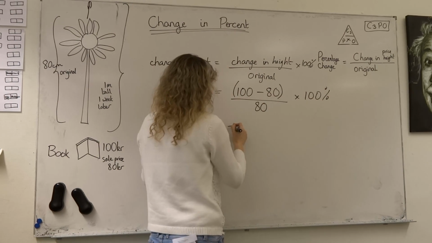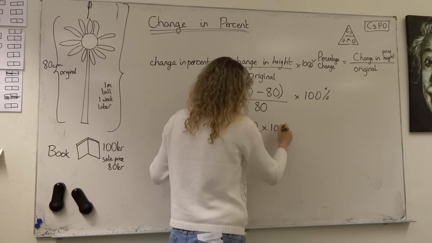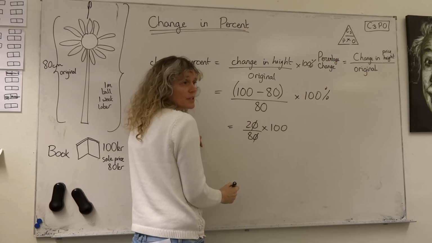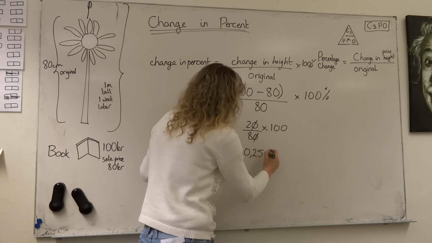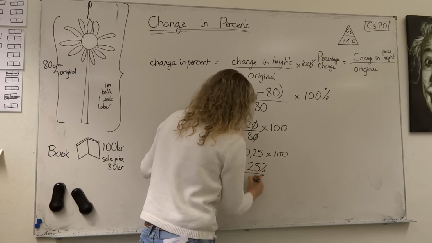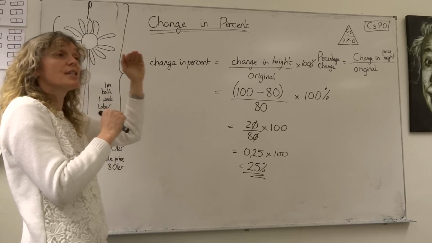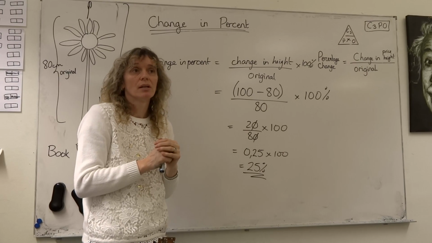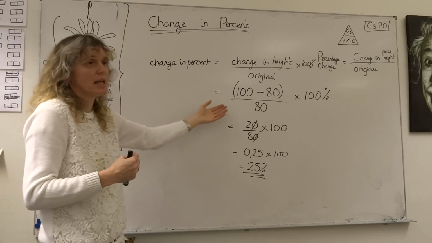So 100 minus 80 is 20. So we'd get 20 over 80 times 100. 20 over 80, 10 divided by 10, gives us 2 over 8, and 2 divided by 8 is a quarter. So we get 0.25 times 100 equals 25%. So what we're saying is, after a week, the sunflower got 25% higher than it had been originally. It was 80, it got 25% higher, that's 20 centimeters.